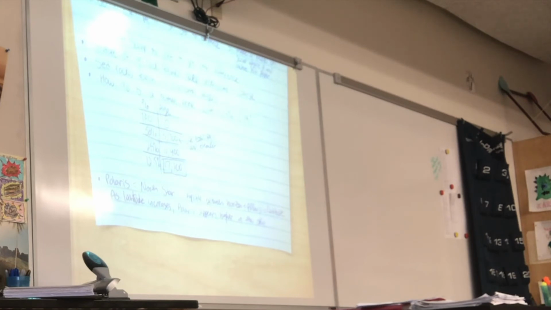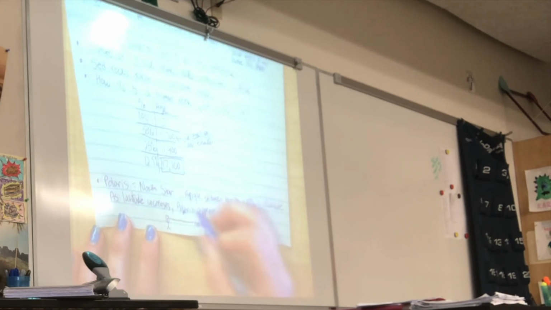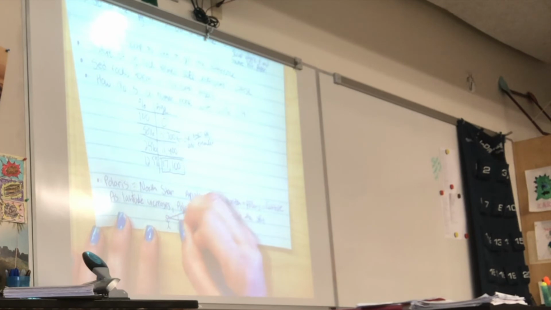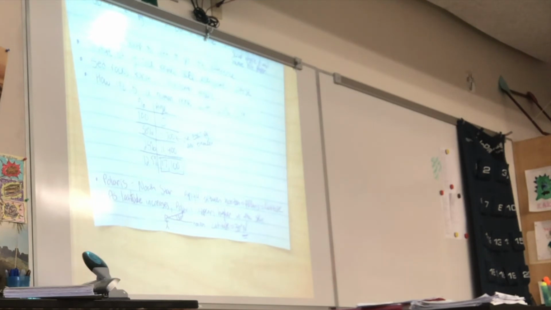So here you have the observer. Here I am. And straight out is the horizon. And the North Star is up here. I kind of ran out of space, but I put a little star there. And let's say that that angle is 30 degrees. Then my latitude equals 30 degrees north. It's always north, because it's the North Star and you can only see it in the northern hemisphere.